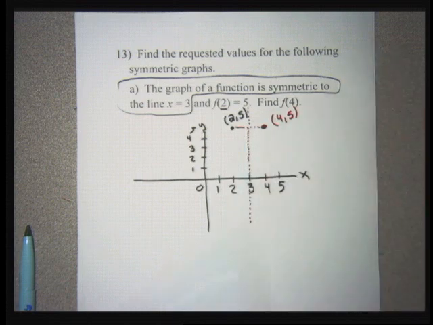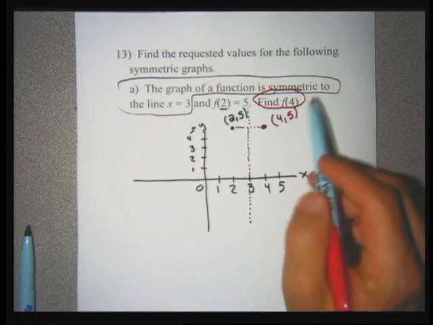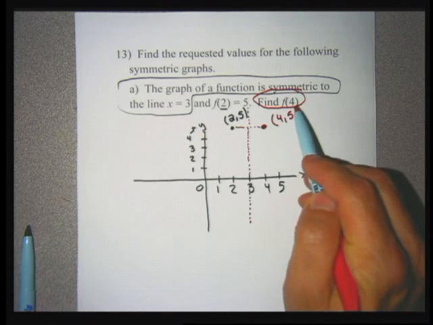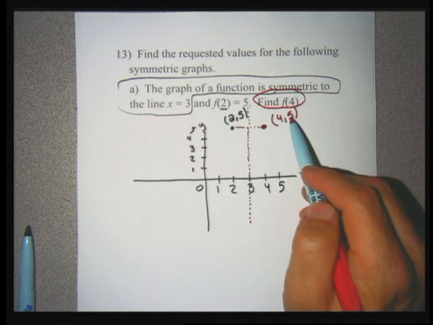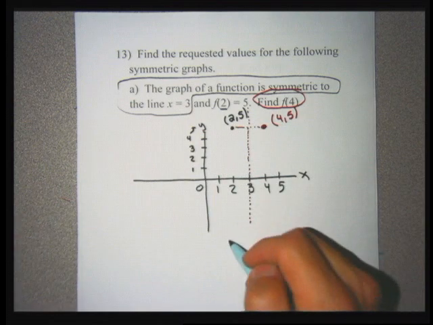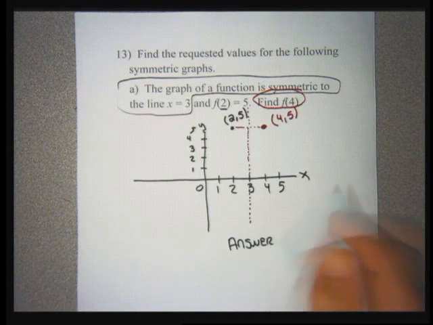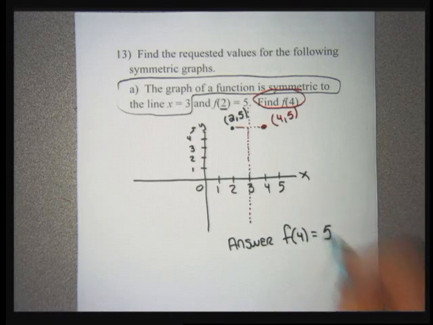That's convenient because I'm asked to find f of 4, and in function notation, this is asking me to find the y value of the point that has x equal to 4, because in function notation, a number or a variable inside parentheses refers to an x, and a number or a variable to the right of an equal sign represents a y. So my answer to 13a, without any algebra, just with understanding, is I'd say that f of 4 equals 5.